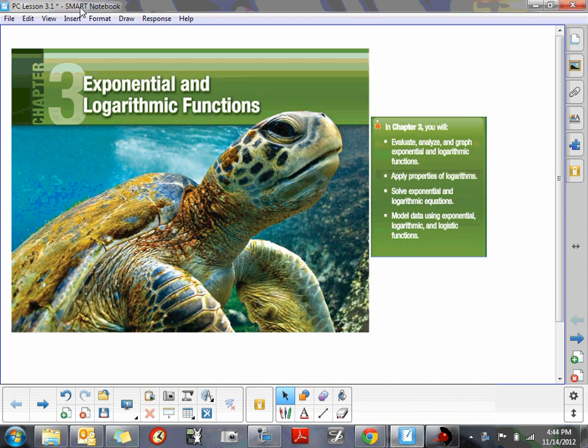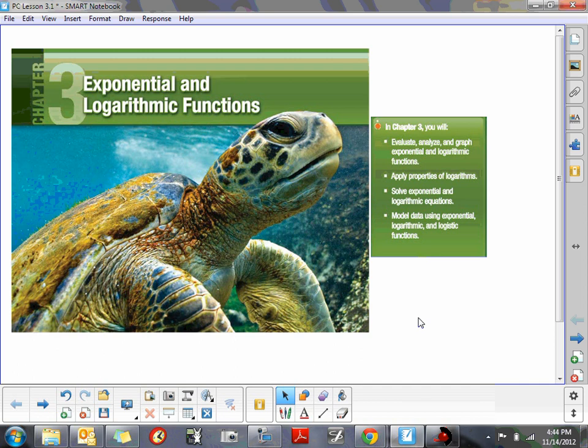We have several different objectives in Chapter 3, but basically you can see them here. We're going to evaluate, analyze, and graph exponential and logarithmic functions. We're going to apply properties of logarithms that tie in directly with the properties of exponents. We have power rules, product rule, quotient rule. Those are going to tie in nicely with the exponential rules that are also rules for logarithms.